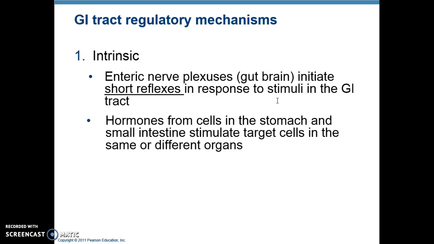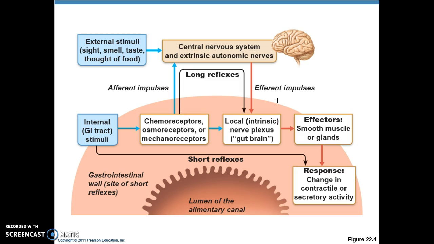So I'm going to talk briefly about regulatory mechanisms while this slide here is up. So that first one was called intrinsic mechanisms, which is what's shown here. And if you go back to the text, there are two intrinsic controls or regulatory mechanisms. The first is right here, these short reflexes. So you have a number of neurons or nerves that run throughout your gastrointestinal tract called the enteric nerve plexus, or the enteric nervous system, and that just helps one part of your GI tract coordinate with another.